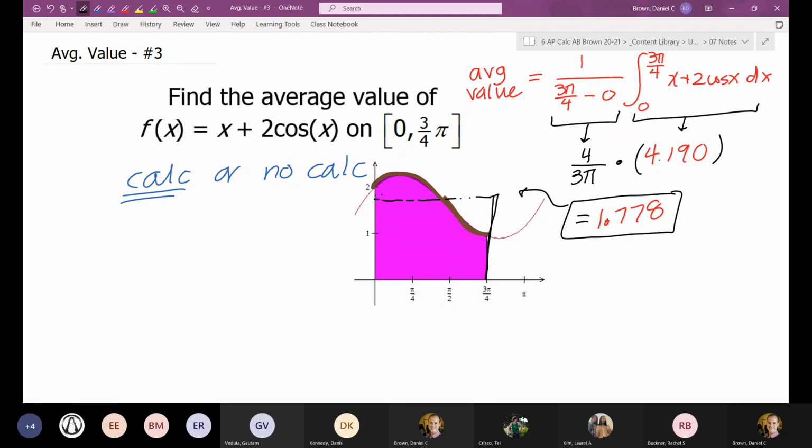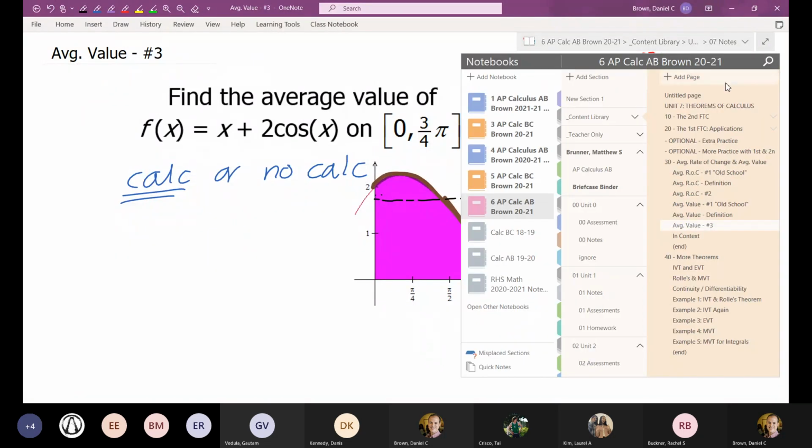Main thing we're going to be focusing on today, though, is how do we find the average value. So setting it up, typing into your calculator correctly, or finding the antiderivative by hand, and then getting the answer. That's the first part of these notes, looking at those two formulas, average rate of change and then average value. The second part of notes, we're not going to do all of this today.